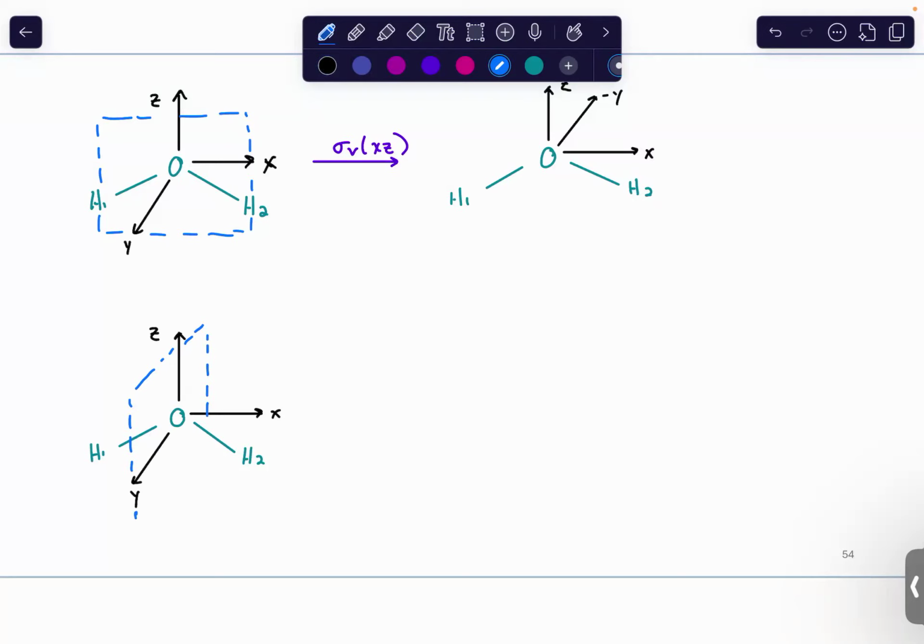I have no idea. You can feel it through the floor. It's like, ow. Well, that is a horrible drawing, but you get the idea. It's the YZ plane.